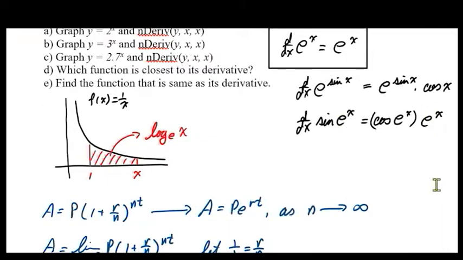Is there a parenthesis, like, is it x to the e power or e to the sine power? No, the second one is sine of e to the x. That means this, right? Okay, thank you. All right.